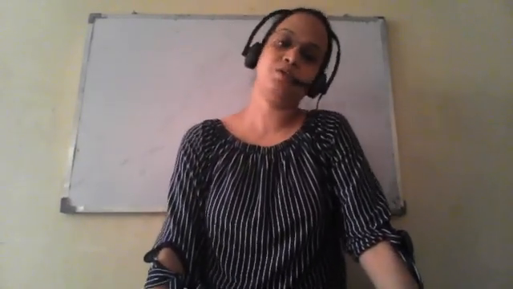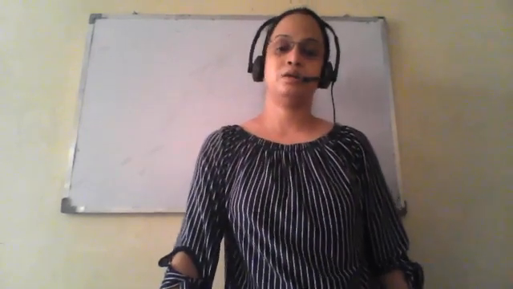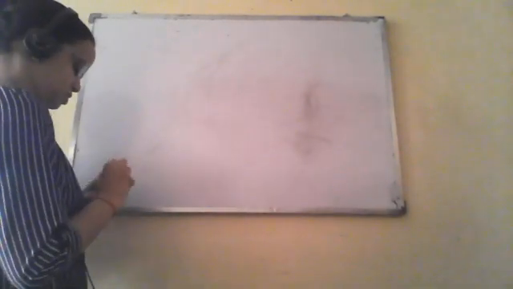Standard 9 Maths, Chapter 1, Number System. Hello everyone. In the last video we briefly discussed what natural numbers and whole numbers are, and also the representation of rational numbers on the number line. In this video we will find out how to insert rational numbers between two given rational numbers. Okay, to find rational numbers between two rational numbers.